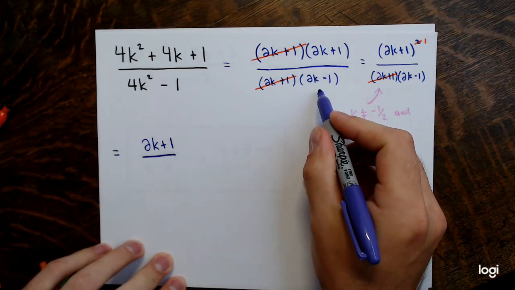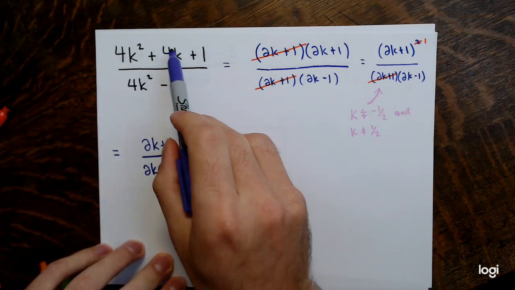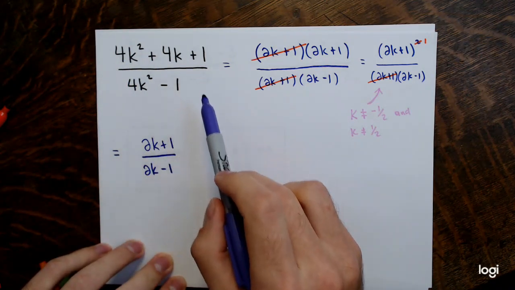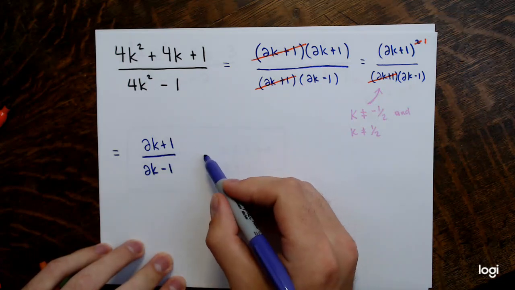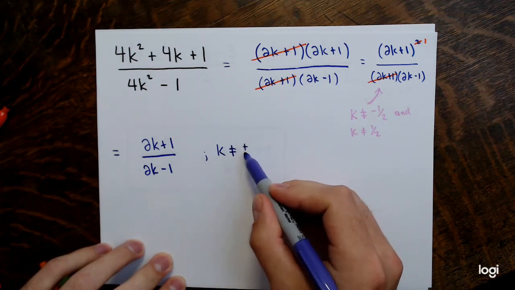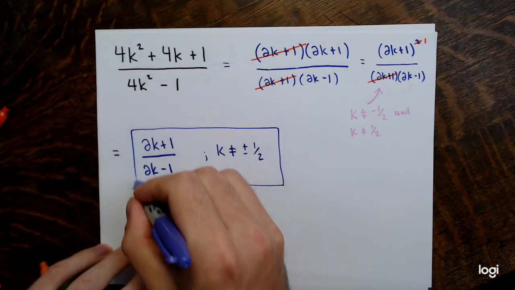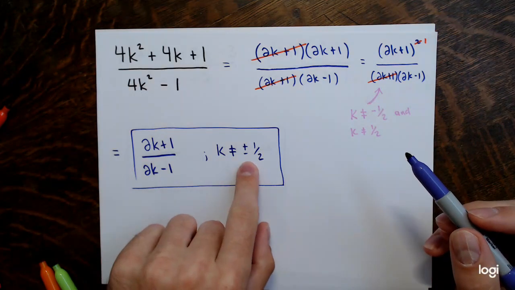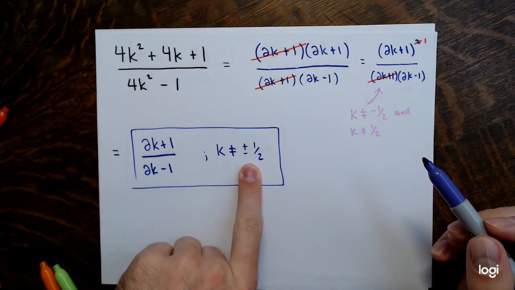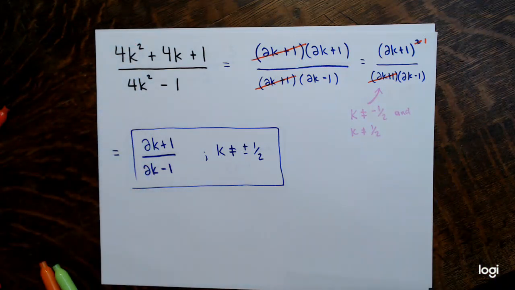And there's only one factor in the denominator, 2k minus 1. So this fraction will be equal to this fraction for any value of k as long as k is not positive or negative 1/2. Right. But for anything else, plug in 0, plug in 5/3, plug in 1,000,000, these two fractions will have the same value, and you can double check that.